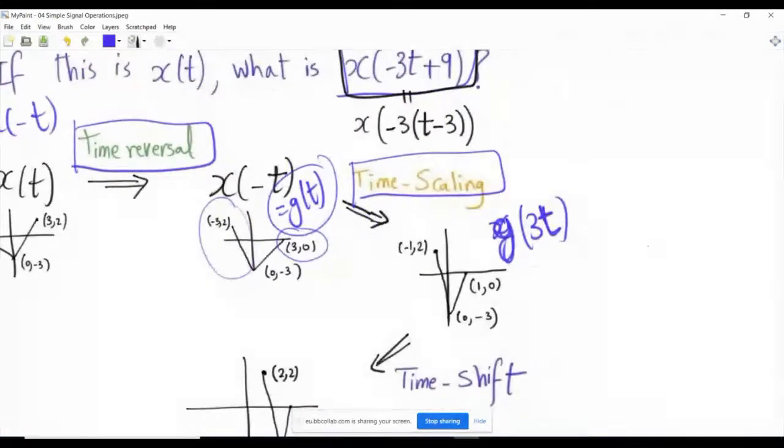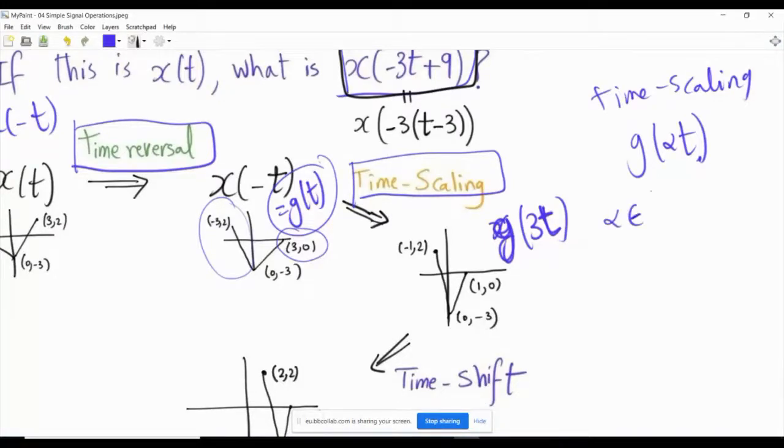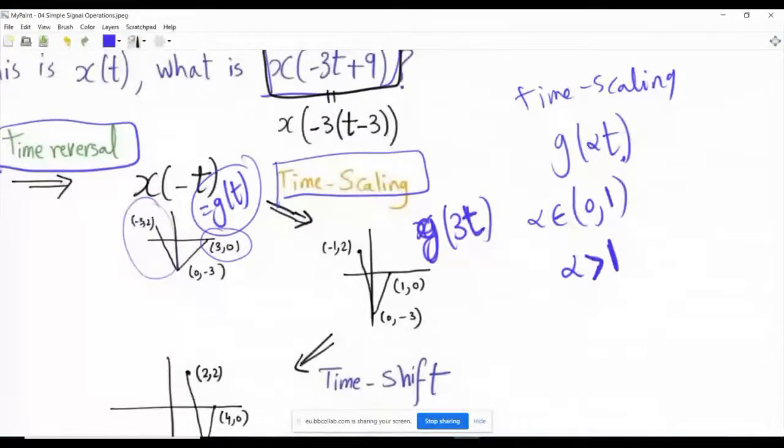Generally speaking, we have g of alpha t, and when we do the time scaling, we take alpha. Of course, if alpha is 1, it's trivial, because you get your signal back. So the important regions are if alpha is between 0 and 1, and if alpha is greater than 1. If alpha is greater than 1, like here we have g of 3t, we are compressing the signal. So we compress the signal by this factor of 3.